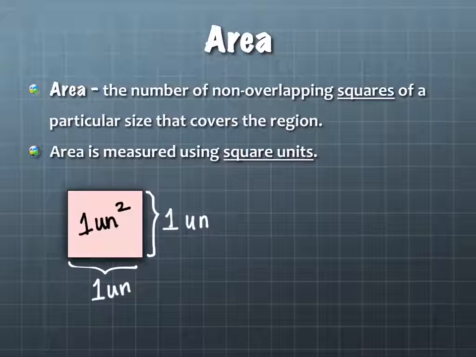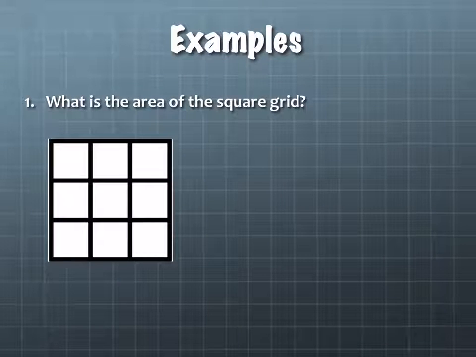And that works great when you have a square or rectangular region like the following. So what is the area of the square grid? The question is asking, if each one of these boxes has 1 square unit, and you count them up, how many square units does this particular picture have? There are 9 units squared.